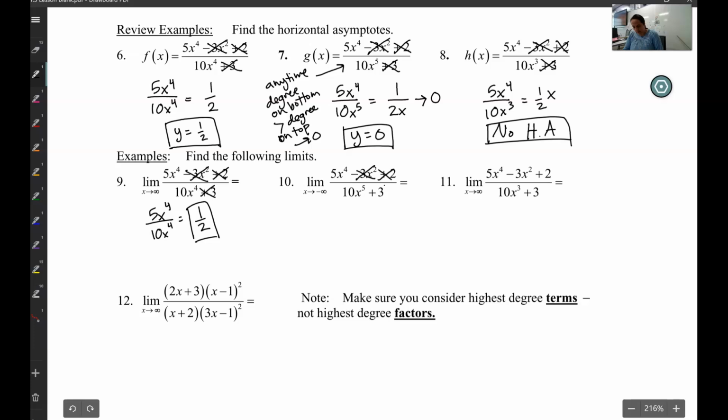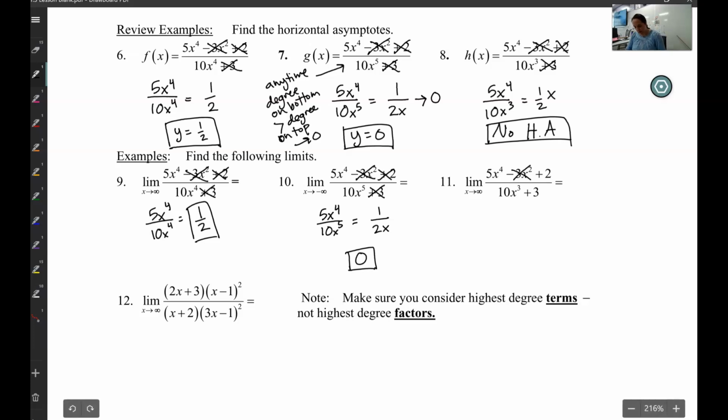Same process. So we get 5x to the 4th over 10x to the 5th. So that's 1 over 2x. Well, as x is going to negative infinity, really, really, really big negative numbers, so 1 over 2 times negative 1 trillion, that's getting closer and closer to 0.